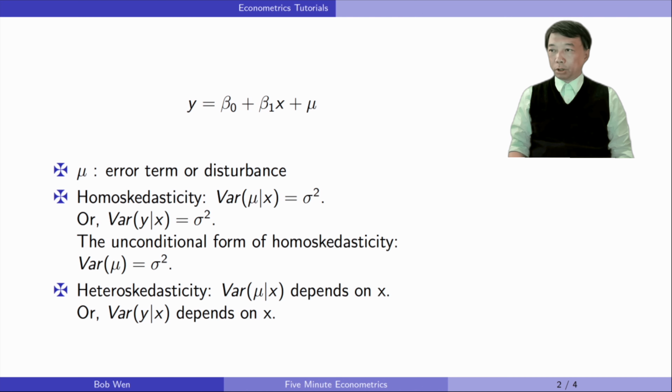Homoskedasticity is an assumption in the linear regression models. However, keep in mind that the homoskedasticity assumption is not needed for the OLS estimators to be unbiased. As long as the zero conditional mean assumption is satisfied, the OLS estimates are unbiased or consistent, no matter whether the variance of the error term is homoskedastic or heteroskedastic.